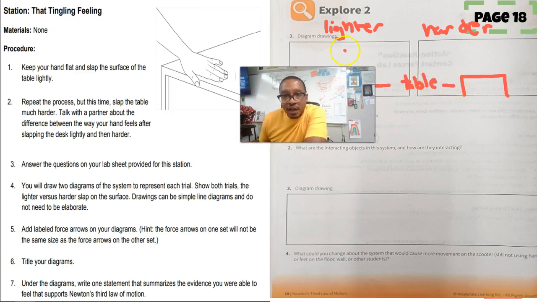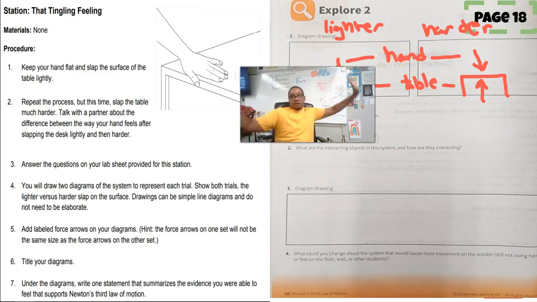Okay, then I'm going to draw an arrow here to represent my hand, because it says right here, drawings can be simple line diagrams and do not need to be elaborate. Then I'm going to draw this force like that because that's kind of what I felt. And then this one here, I used a lot more force going down, but I also felt a lot more force back on my hand. Okay? And then I'm going to label this and this as hand. Cool. So everything is labeled.